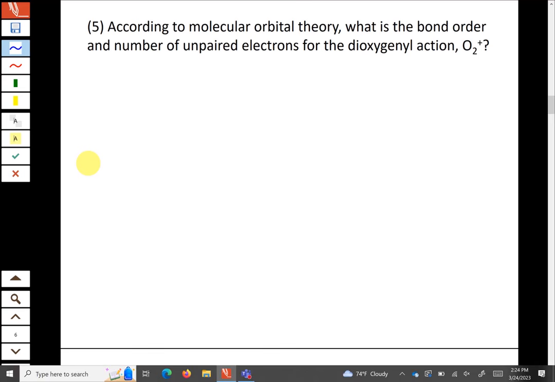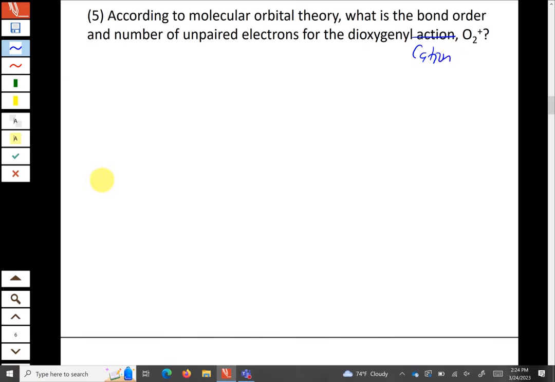So we have this cation here called dioxygenyl, and I always forget to fix the spelling error. It's not an action, it's a cation. But anyway, the important part is that O2 plus is the formula, so oxygen with 1 fewer electron. So we want to know what is the bond order and the number of unpaired electrons for this ion.